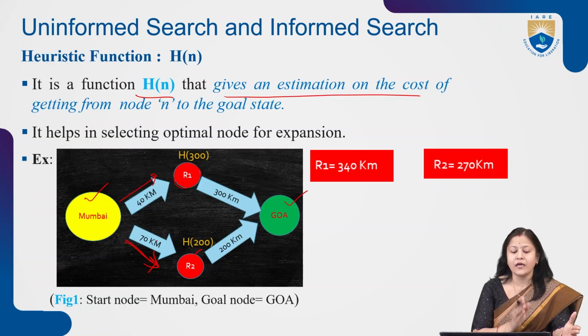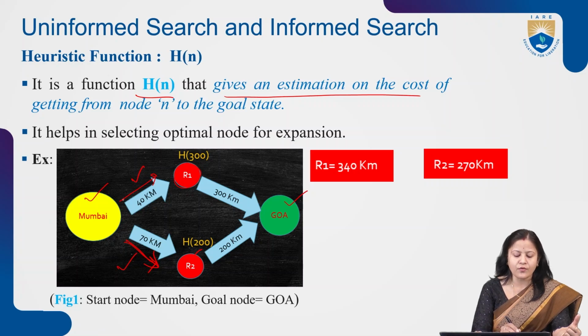Now, when the agent is at Mumbai, what will the agent observe? Which one is the least distance, if I go through R1 or R2? Some distances are given. From Mumbai to R1 the distance is 40 kilometers, whereas from Mumbai to R2 it is 70 kilometers. So human psychology says that if the distance is less, we will definitely follow that path.